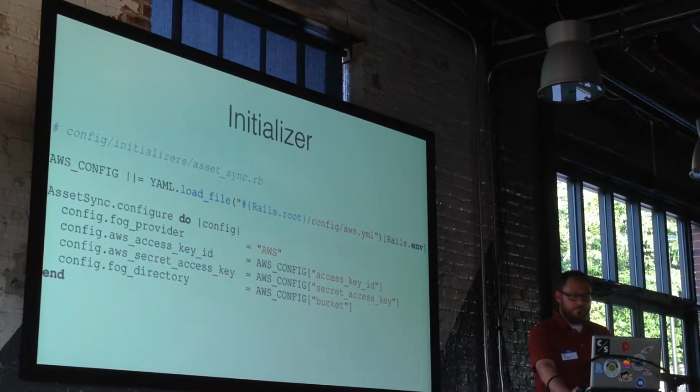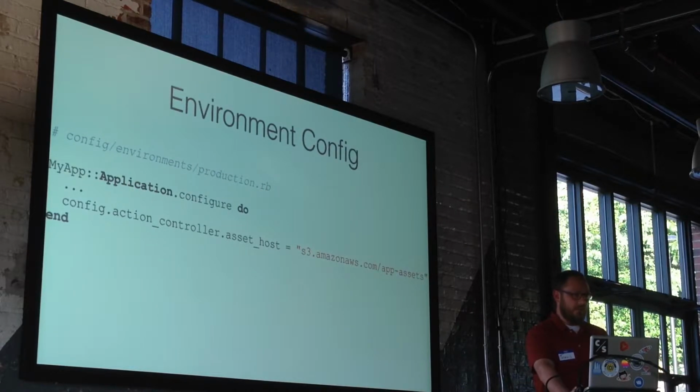And then to get your app to serve the assets off of S3, there's really only one line that you need to change, and that's in your production.rb environment config. You just set config.action_controller.asset_host to either the subdomain version of your bucket, which is like appassets.s3.amazonaws.com, or you can set it to the regular Amazon AWS URL with the bucket name. And from then on, every time your app requests an asset, it will come from S3 instead of from your server.